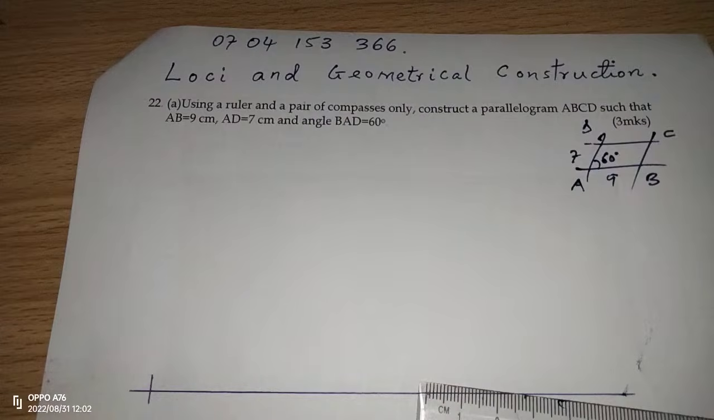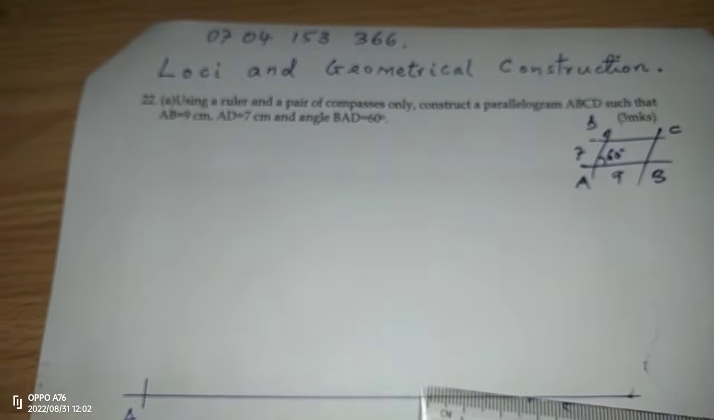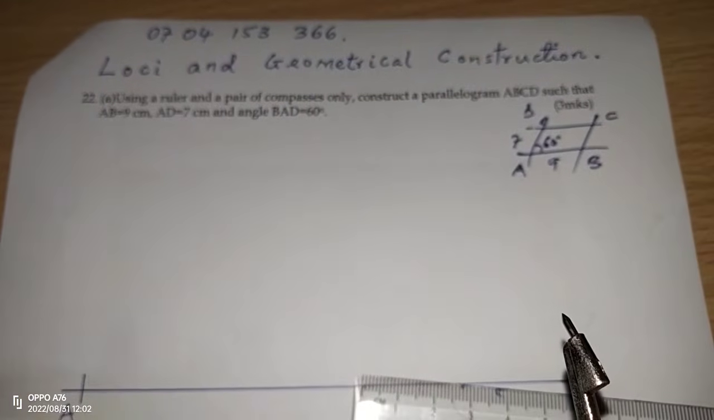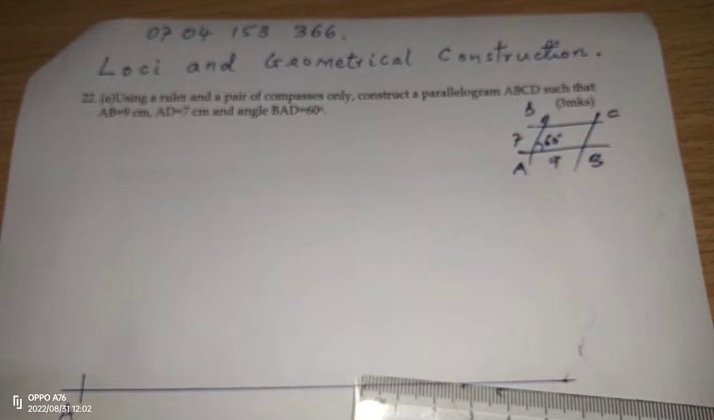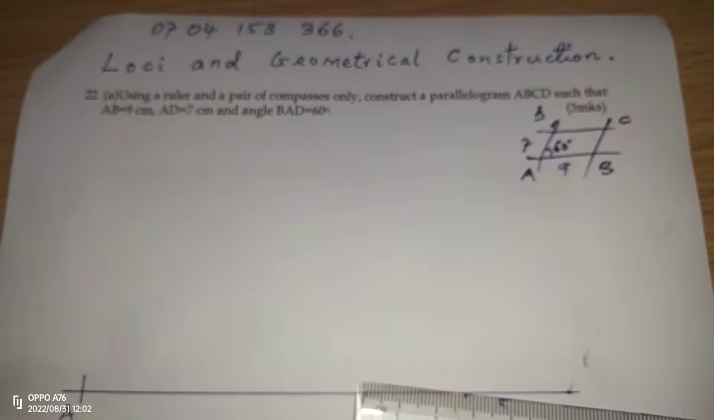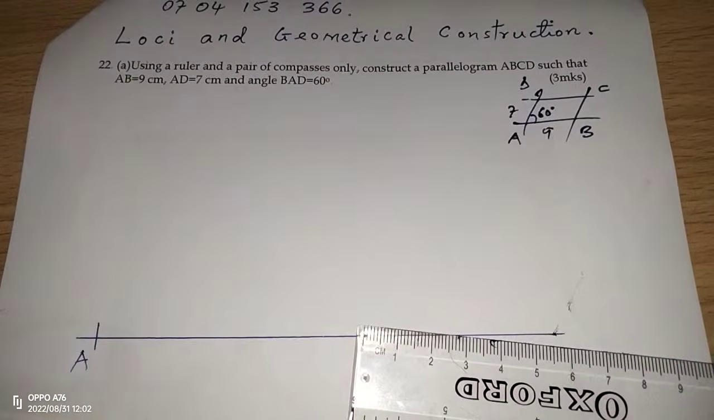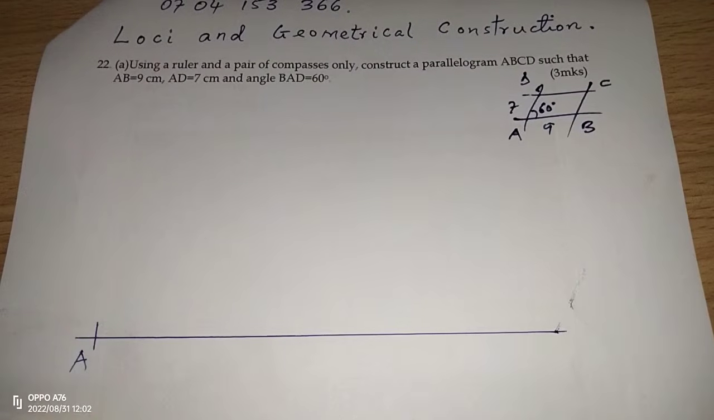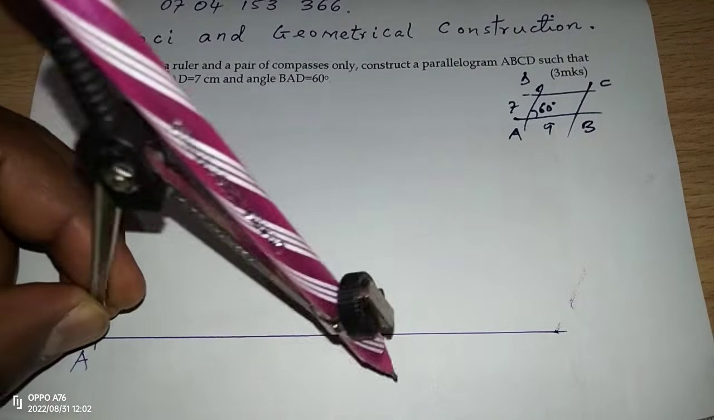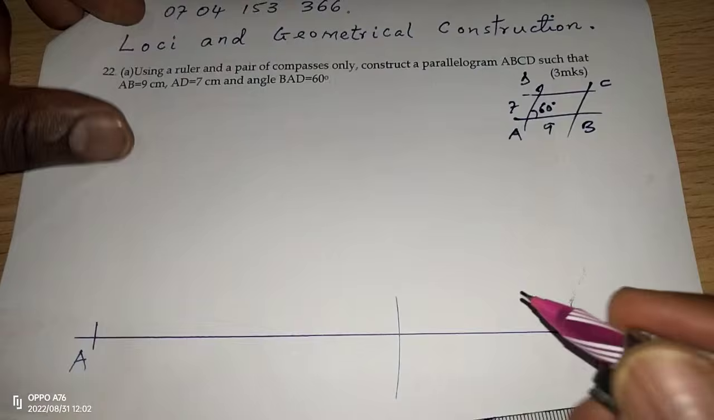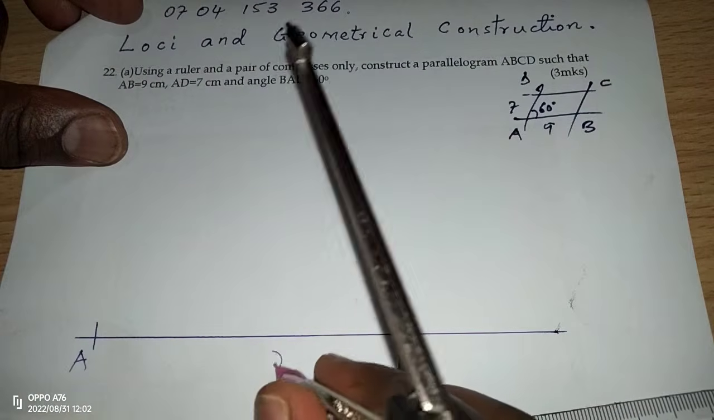Therefore, assuming that this is our A, we should measure an arc which is equal to 9 centimeters, so that we may locate our B. Therefore, standing here, I measure 9 centimeters on my ruler. And now I use that arc. Standing at A, I make an arc. So this is going to be my B, 9 centimeters.